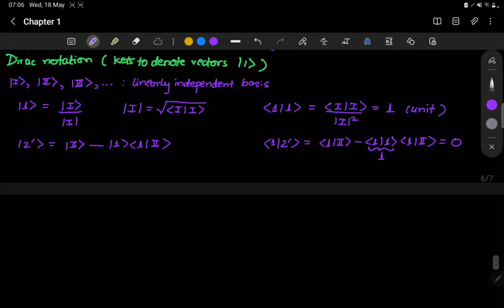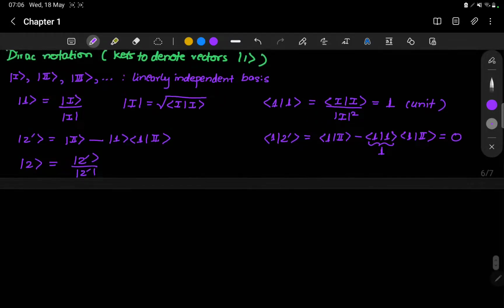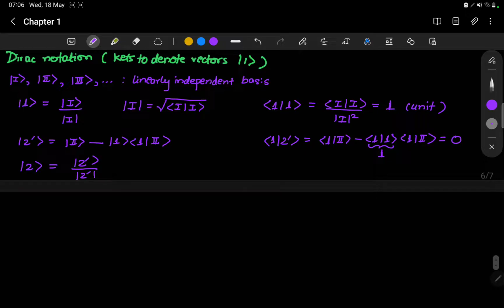Now to make it orthonormal, we simply need to divide it by its norm. So the orthonormal basis vector over here would be simply this vector divided by its norm. So this will give us the second vector of the orthonormal basis.